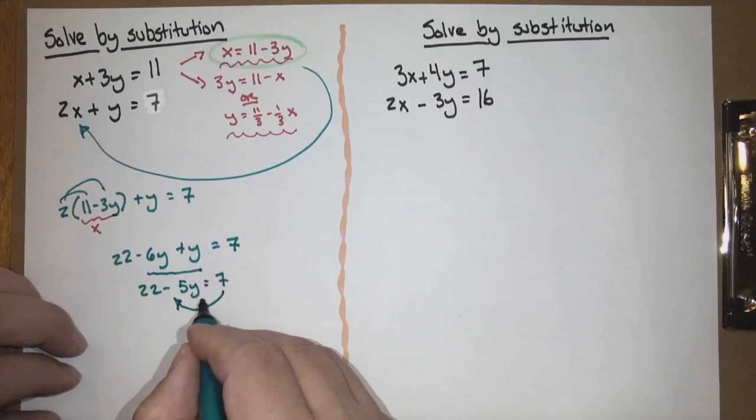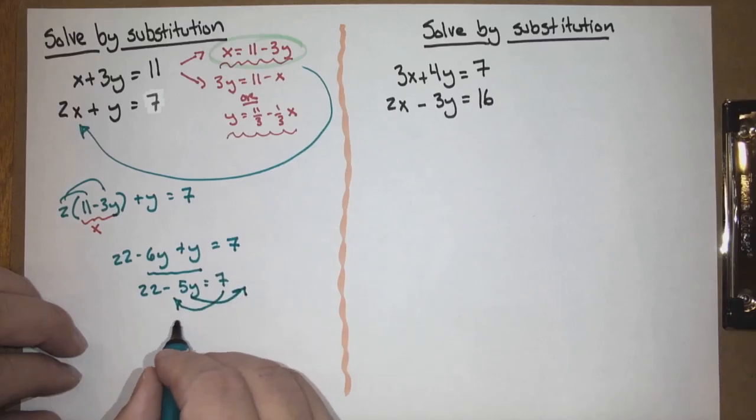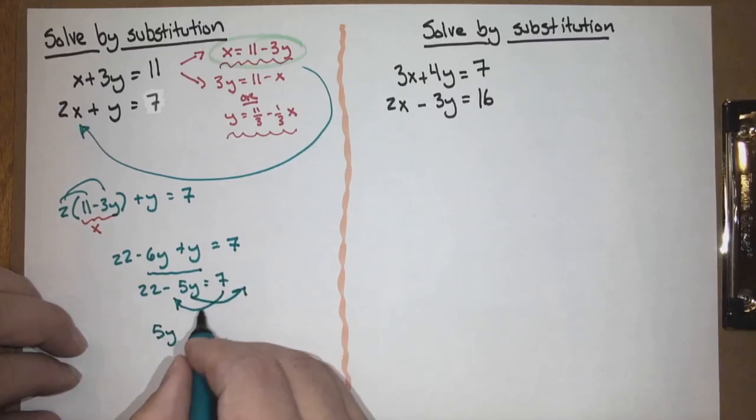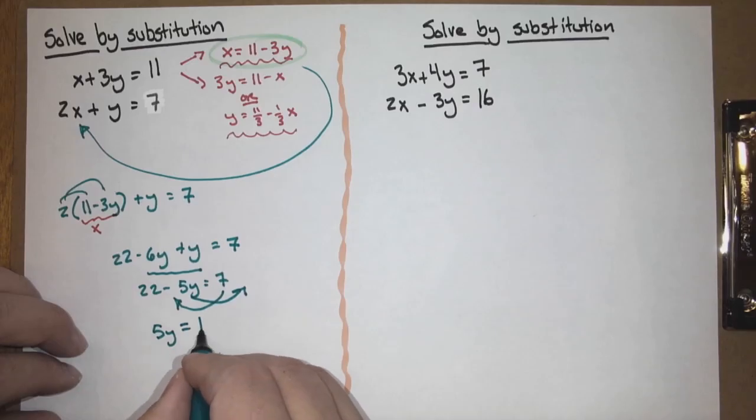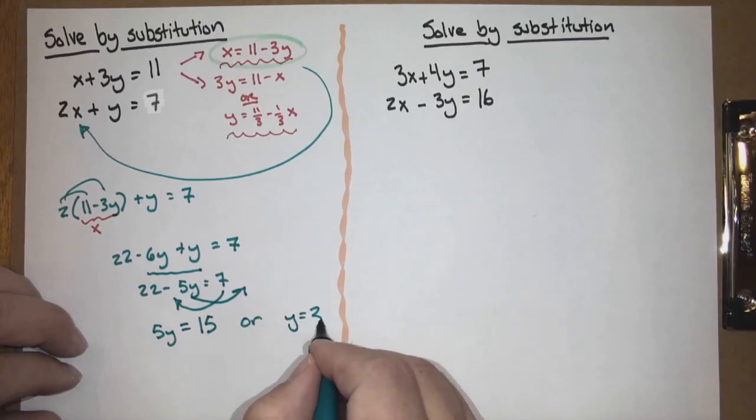We can bring the 7 across. We can bring the 5y across. So we get 5y equals 22 subtract 7 is 15, or y equals 3.